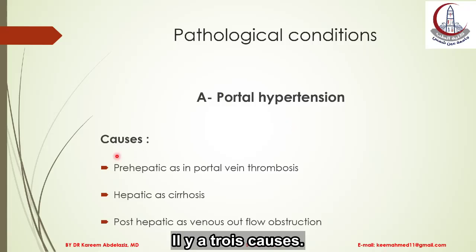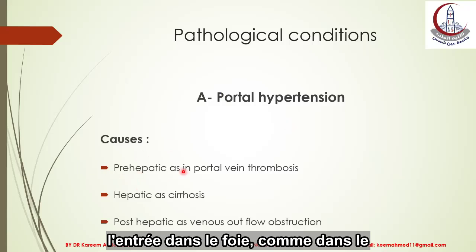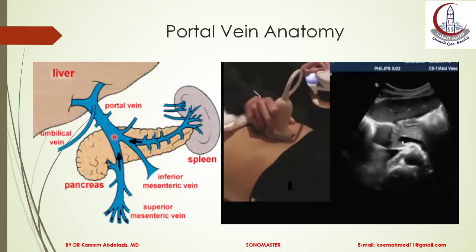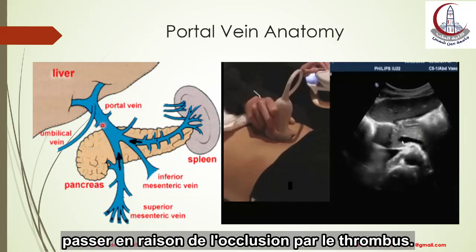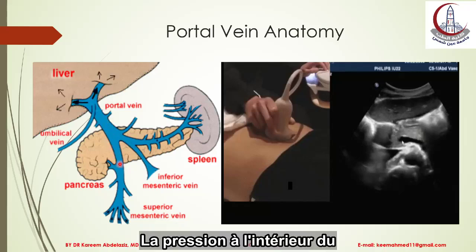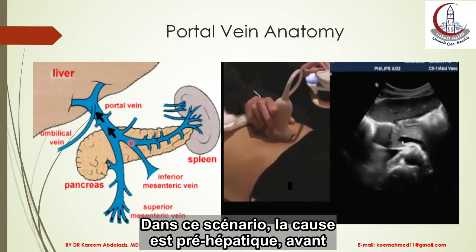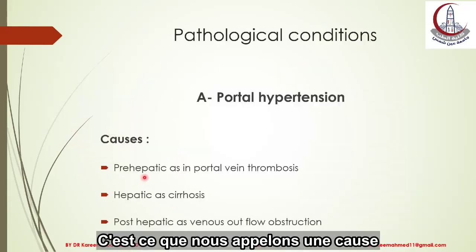We have three causes. We have a pre-hepatic cause, before entering the liver, like if you have a portal vein thrombus. Just imagine if I have a thrombus here inside the portal vein before it enters the liver, the pressure will start to build up inside the portal venous system and it cannot pass due to being occluded by the thrombus. So the pressure inside the portal venous system will elevate. This will cause portal hypertension. And in this scenario, the cause is pre-hepatic, before reaching the liver. The cause here was portal vein thrombus. So we call this a pre-hepatic cause.